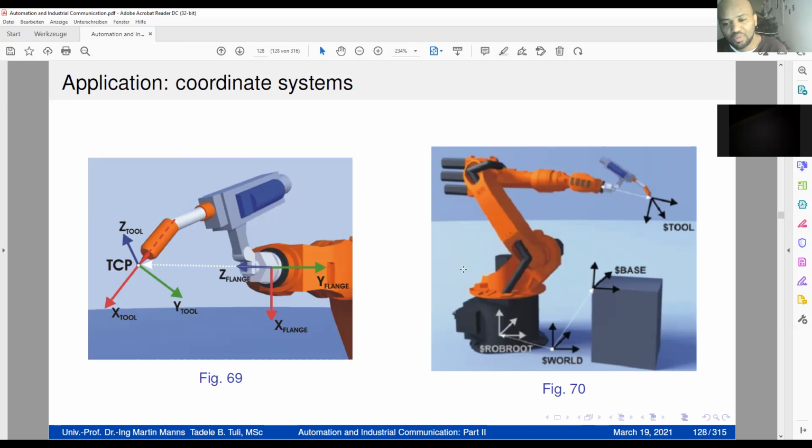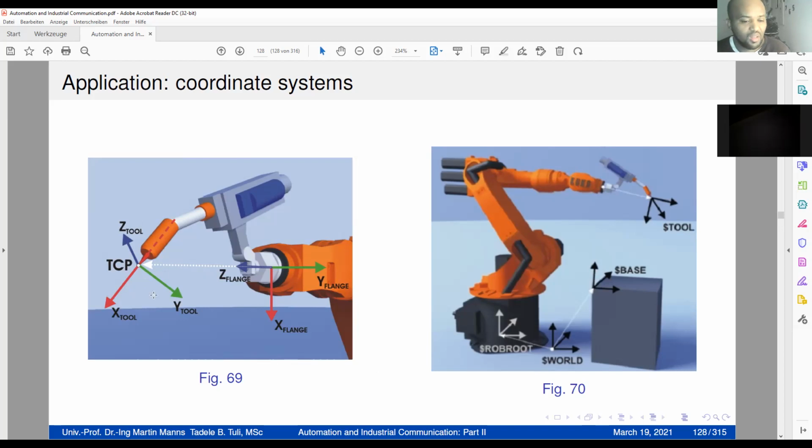Actually, this is a KUKA robot. In real practice, this is from the KUKA manual. We have the tool center point, which we call the tool TCP. It's a tool center point. We also call it the end effector. The end effector is also a tool center point. It's also a gripper. We could also call it a gripper reference frame.